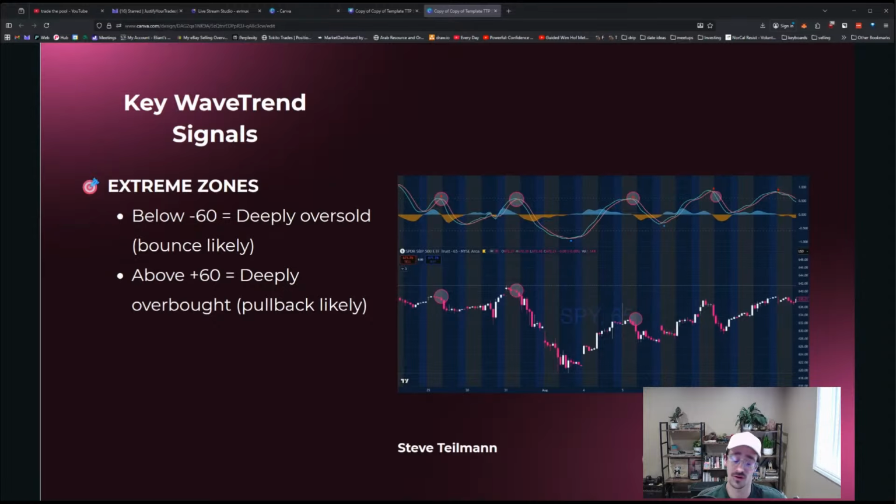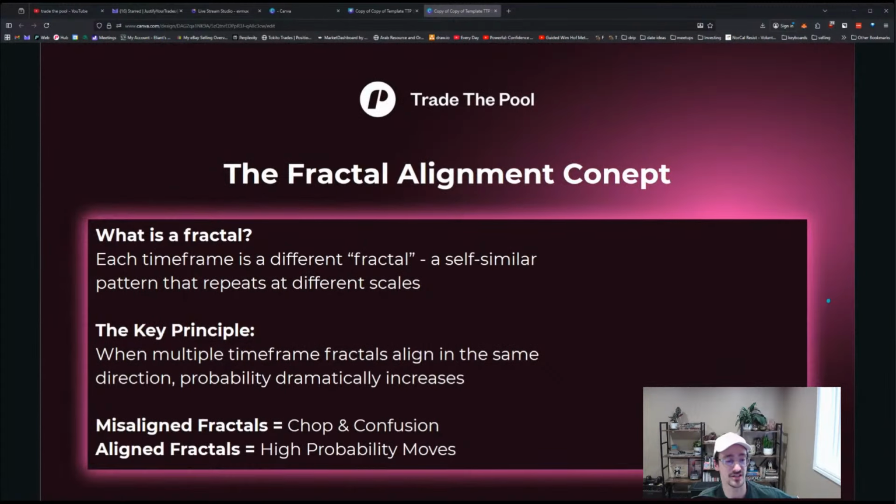So we talked about a couple different signals, divergences, overbought, oversold. We talked about the crossovers and the zero line. So now let's get into how to work with this a little bit more. So like, what's the actual system I use? Let's talk about it.